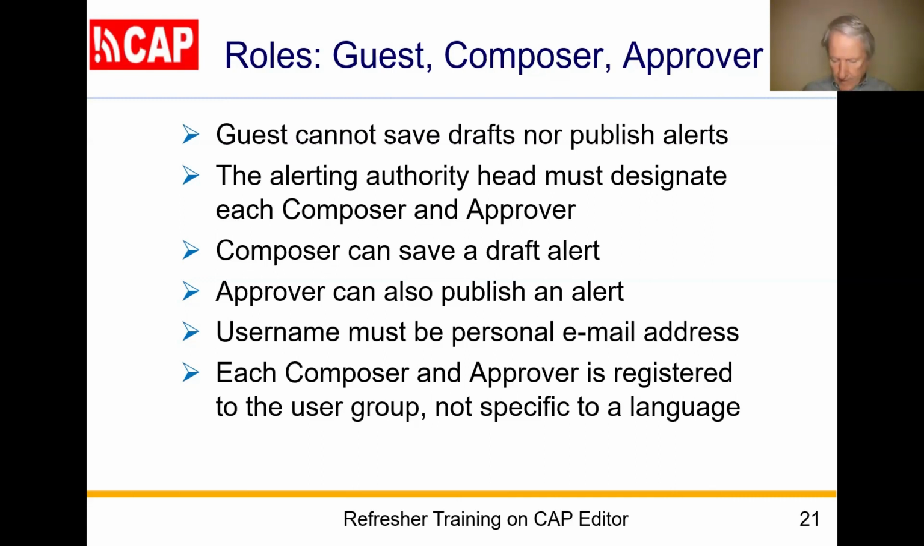So an alerting authority using CAP Editor must designate at least one approver, because remember, that's the only one who can publish CAP alerts. I actually recommend at least one approver per shift in case an alert needs to be issued quickly. There is no maximum for the number of approvers that you have. Now, with respect to composers, there's also no maximum, but there's also no minimum. You don't have to have any composers if you don't want to.